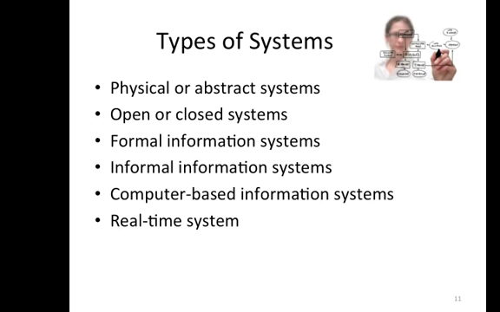Computer-based information systems, as we know, include real-time systems. Those are the manufacturing systems where computers are actually interacting with material processes.